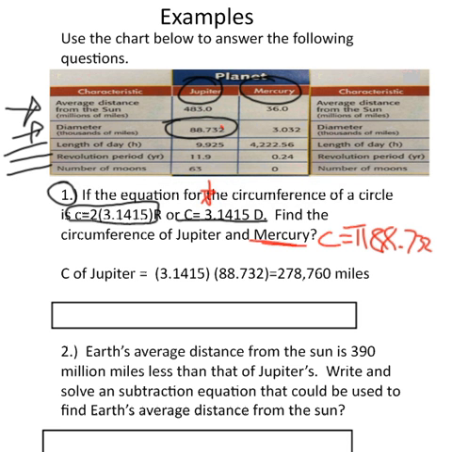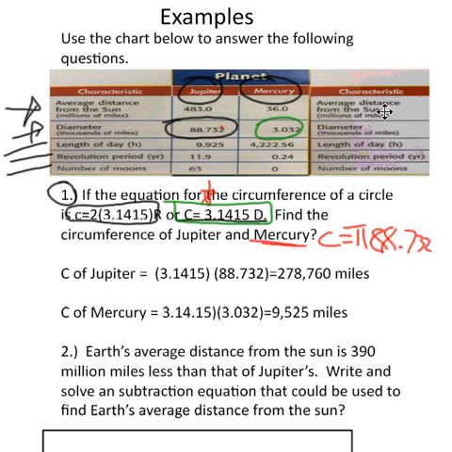Pause the video, complete the example for Mercury, and then we'll come back and check it. So hopefully you noticed that the diameter of Mercury is on the table, and you were able to plug it into this equation again. You should have then been able to do the math and get the answer of 9,525 miles.